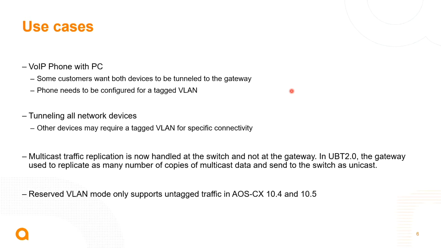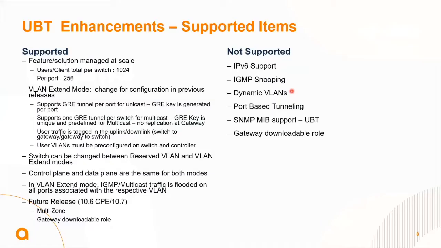With the VLAN Extend method, multicast traffic replication is handled at the switch, not at the gateway. In UBT 2.0, the gateway replicated as many copies of the multicast data and sent them back to the switch as unicast. Now it's all being done at the switch and then sent to the gateway over a multicast tunnel. And as we know, the reserve VLAN mode only supports untagged traffic in CX currently.